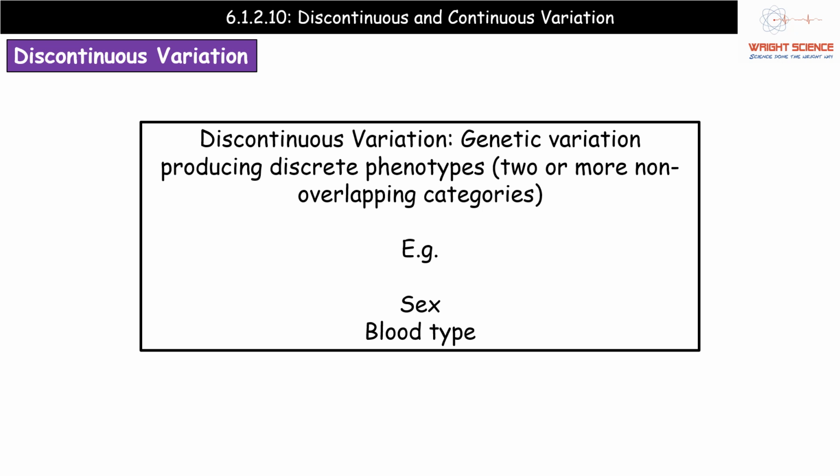So sex, male or female, if we're talking humans. And then blood type, we've got A, B, AB, or O. There's no little bit of this, little bit of that. It's either one of those four types. So it's that straightforward in terms of discontinuous. You must have a discrete phenotype and they don't overlap in any way. So they are very much unique little entities.